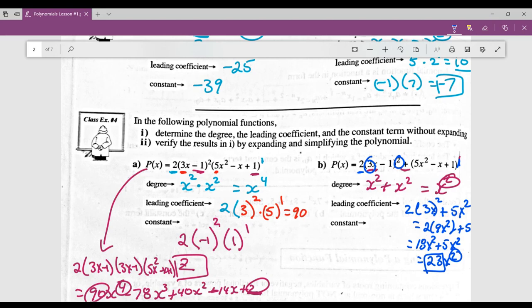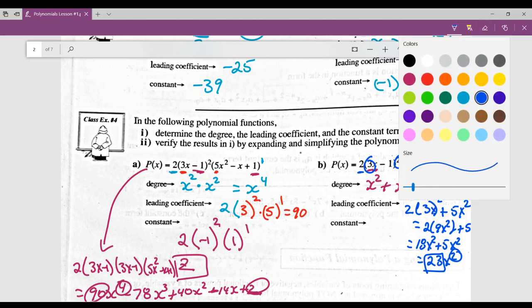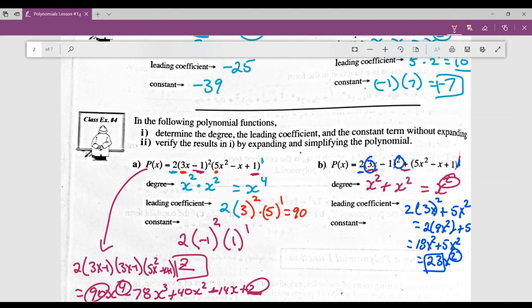The constant term, which we'll do in red, constant term is going to be 2 times negative 1 squared plus 1 to the power of 1. Negative 1 squared is 1 times 2. 2 plus 1 is 3.